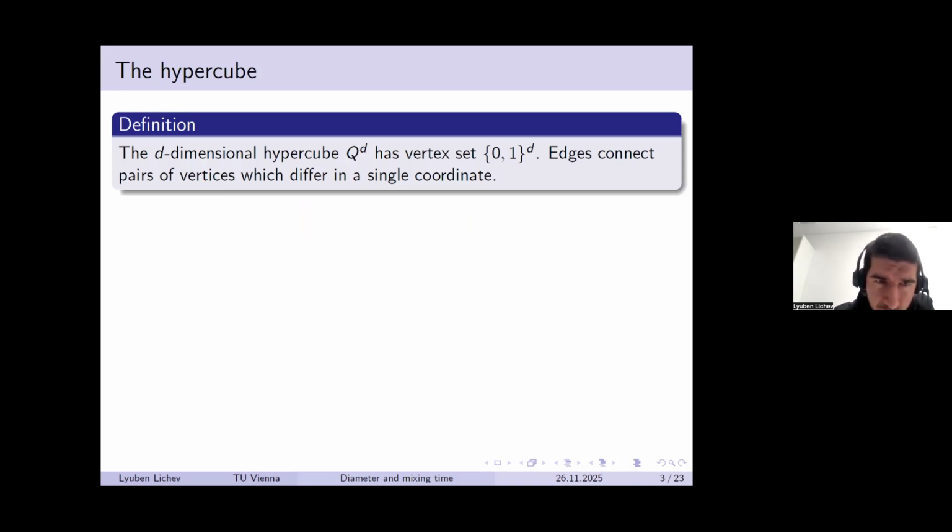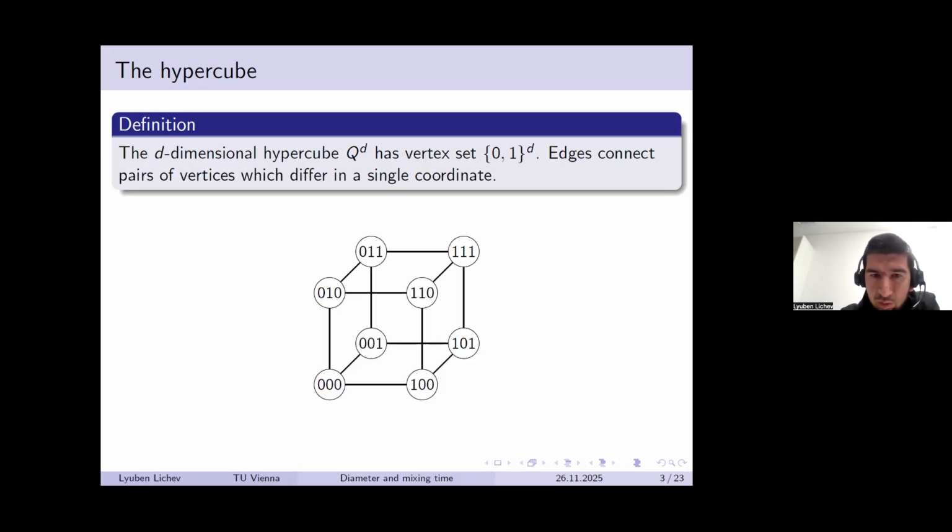First of all, probably all of you know what a hypercube is, but let me introduce it formally. The d-dimensional hypercube is a graph whose vertices are the binary vectors of length d, and two vertices are connected by an edge if they differ in exactly one coordinate. Here is a picture of the three-dimensional hypercube, for example. It's not hard to convince ourselves that in general, Q_d is a d-regular graph. This means that every vertex is connected to d other vertices. It's bipartite, and it also has 2 to the d vertices.